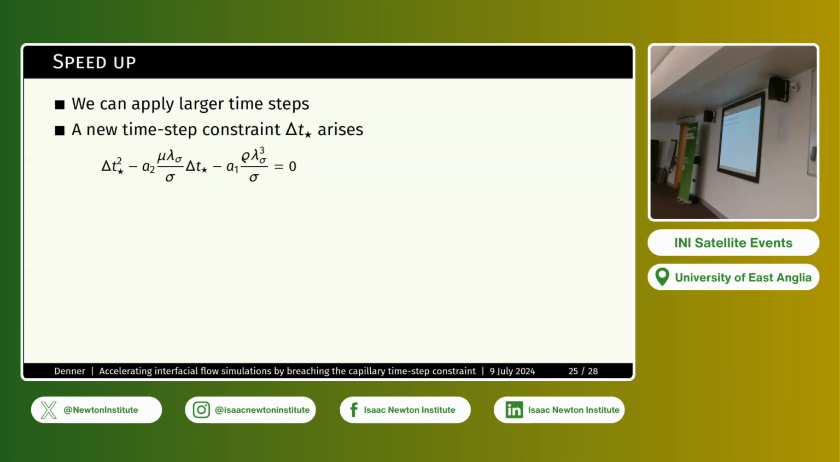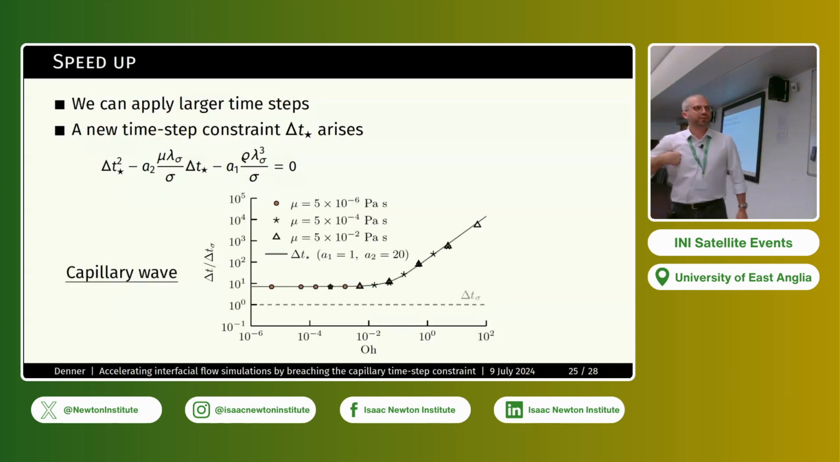But we reach a new time step constraint, which is defined here by this polynomial, which includes the capillary time scale and the viscous time scale as well. If I show you that for the capillary wave that I showed you a few slides ago, it will look as follows. Because we have the viscous and the capillary time scales, we can form an Ohnesorge number, or Laplace number, based on this wavelength, the shortest resolved wavelength.